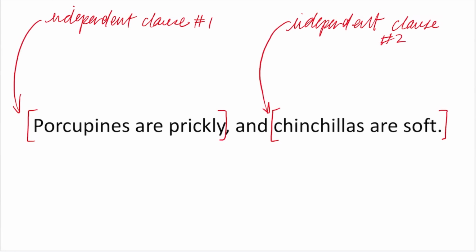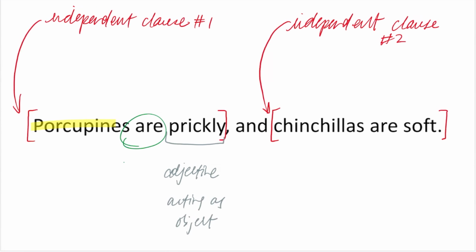We can imagine that these are two separate sentences because they stand alone together. As we discussed in our previous video, there are a few essential elements of each independent clause. Let's take a closer look at the first one. We have one noun, porcupines. On the other side of the verb is the word prickly. Now, generally speaking, we would say the word prickly is an adjective. Because the adjective is on the other side of the verb, it's acting almost as if it's an object. The verb is are. The predicate of the first clause is are prickly.